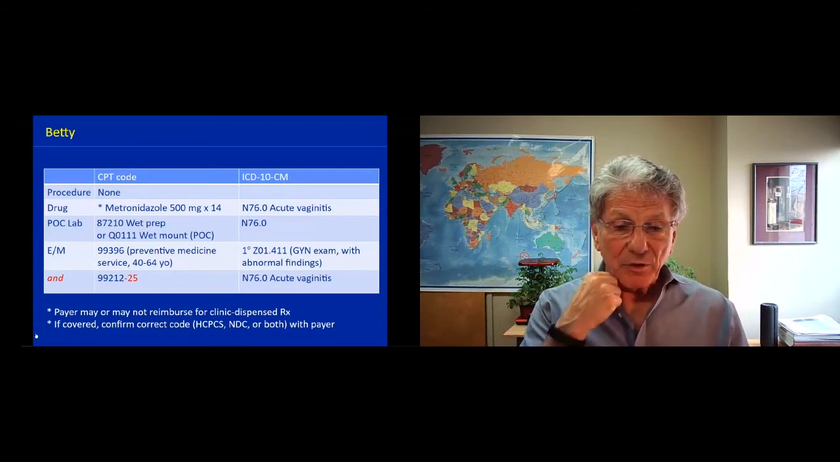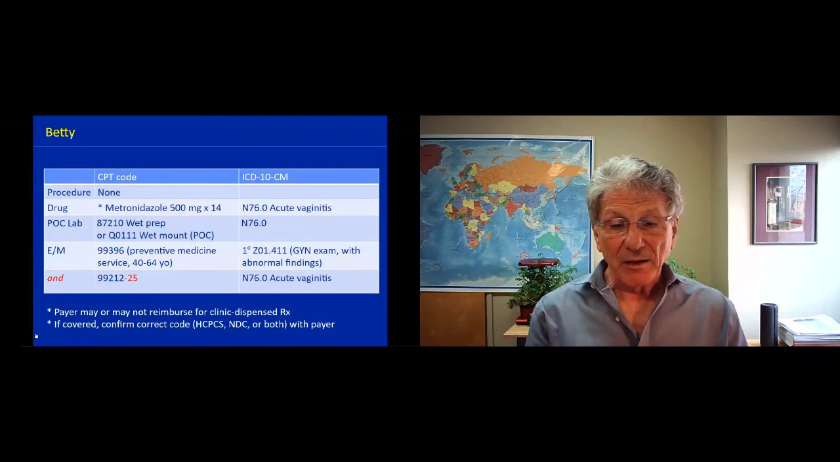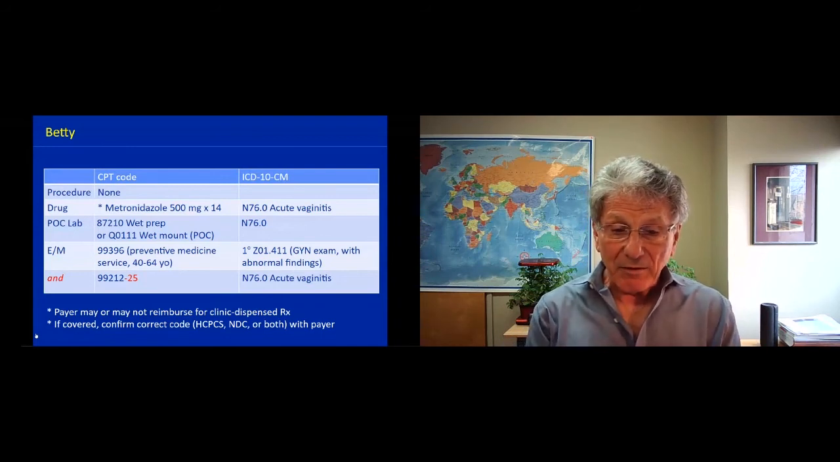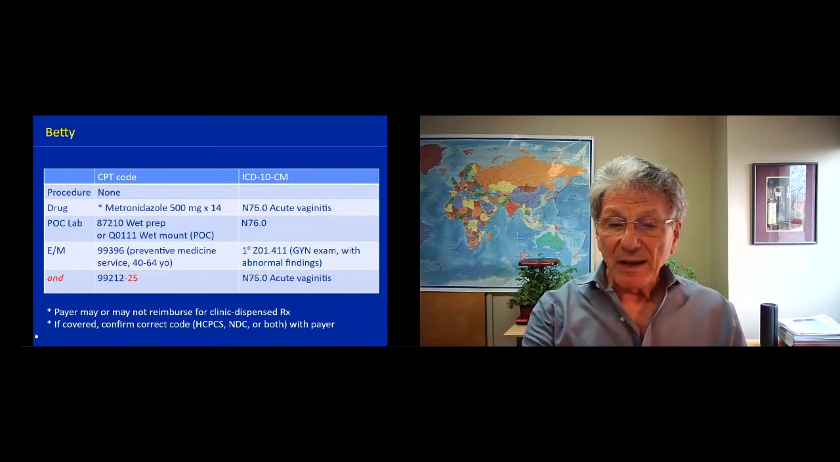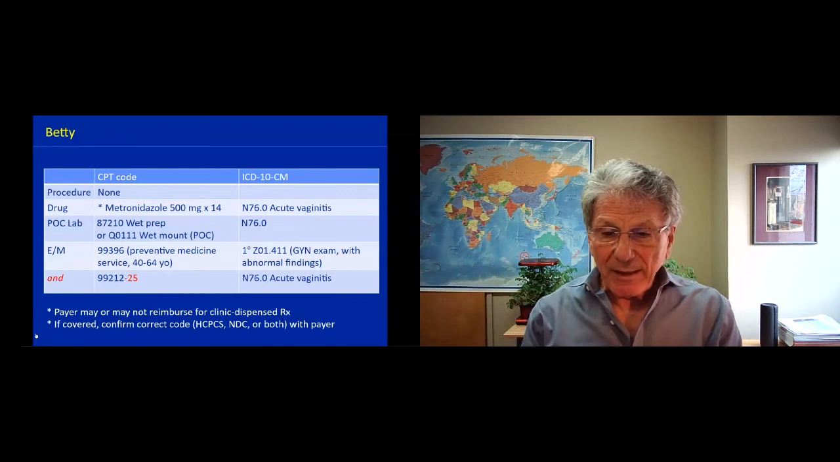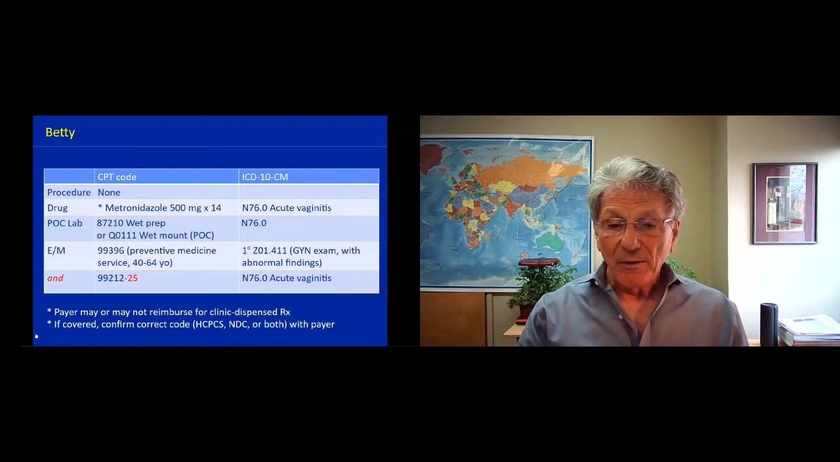And so we have to put the 25 modifier on the 99212 to say that the evaluation and diagnosis and treatment of her bacterial vaginosis was separate from her well woman visit. And the ICD-10 diagnosis code has to be that N76.0 to show her acute vaginitis.